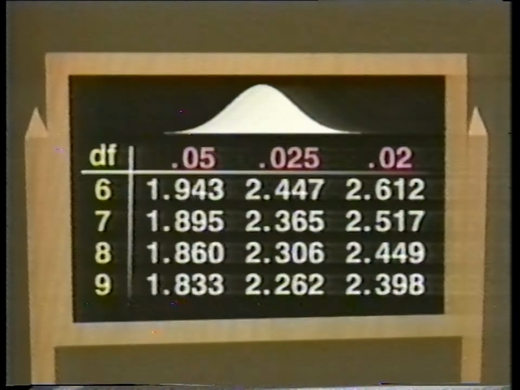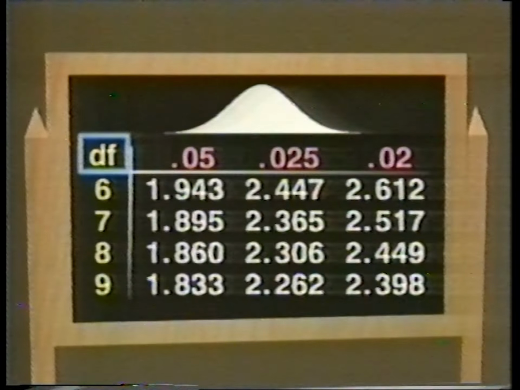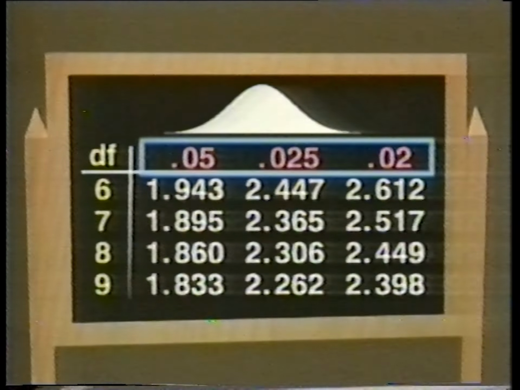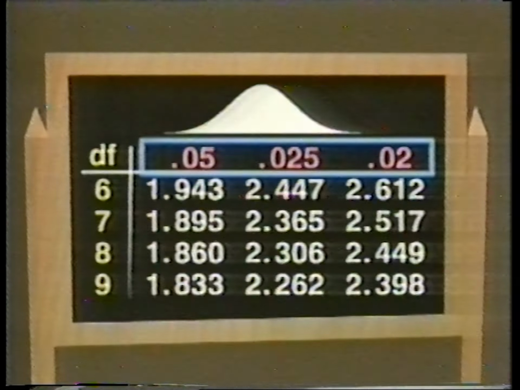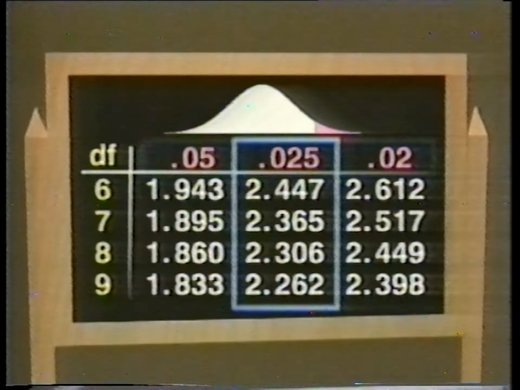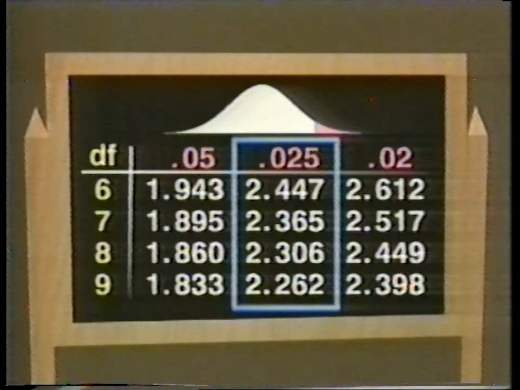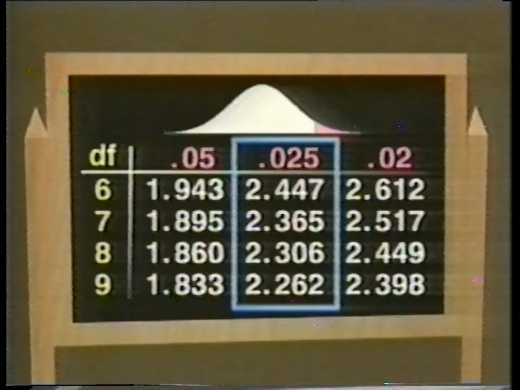For this, we'll need a new table, so let's take a look at it. Here's part of a table of critical values of t. The vertical column under the heading DF is degrees of freedom. The values in the column headings represent the percent of area under one tail of a given t distribution. We look in the .025 column when we're interested in a 95% confidence level.